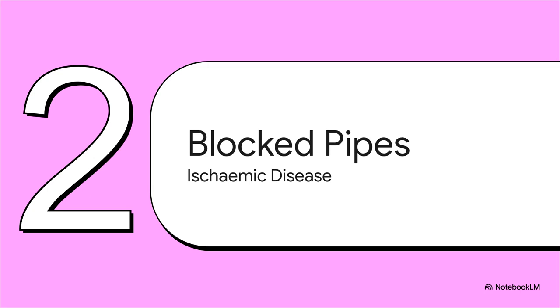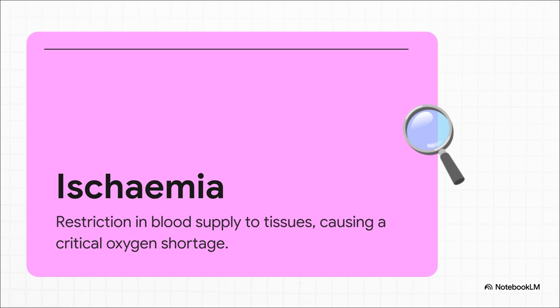Moving right along to Section 2, blocked pipes, which covers ischemic disease. Now, before we look at the fallout, we really need to define the problem itself. The absolutely crucial point here is understanding ischemia. It's defined as a restriction in blood supply to tissues, which causes a critical shortage of oxygen. Essentially, this is a severe plumbing issue. The pipes that feed the heart get blocked, which effectively cuts off the fuel supply to the engine itself.